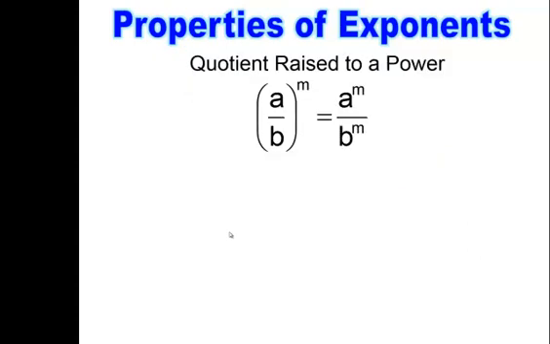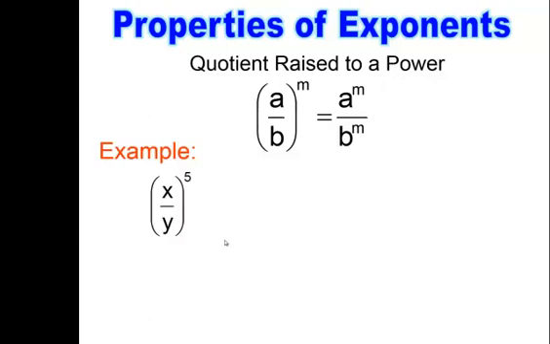So this next property is the quotient raised to a power property. So a quotient means that I have a fraction, okay? And it's a fraction that I can't simplify because they're different bases. So you're going to take the power on the outside and you're going to give it to everything inside, the top and the bottom. So when you have a quotient, you're going to have a fraction, and if it's raised to a power, you need to make sure you give that power to everything inside.